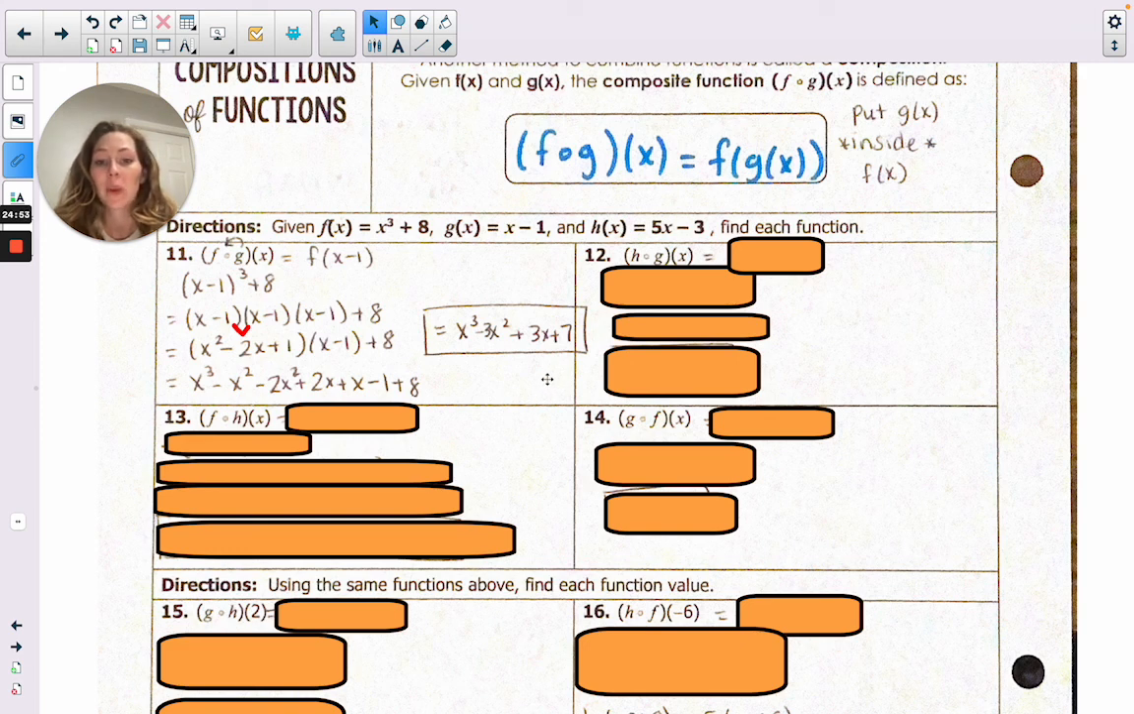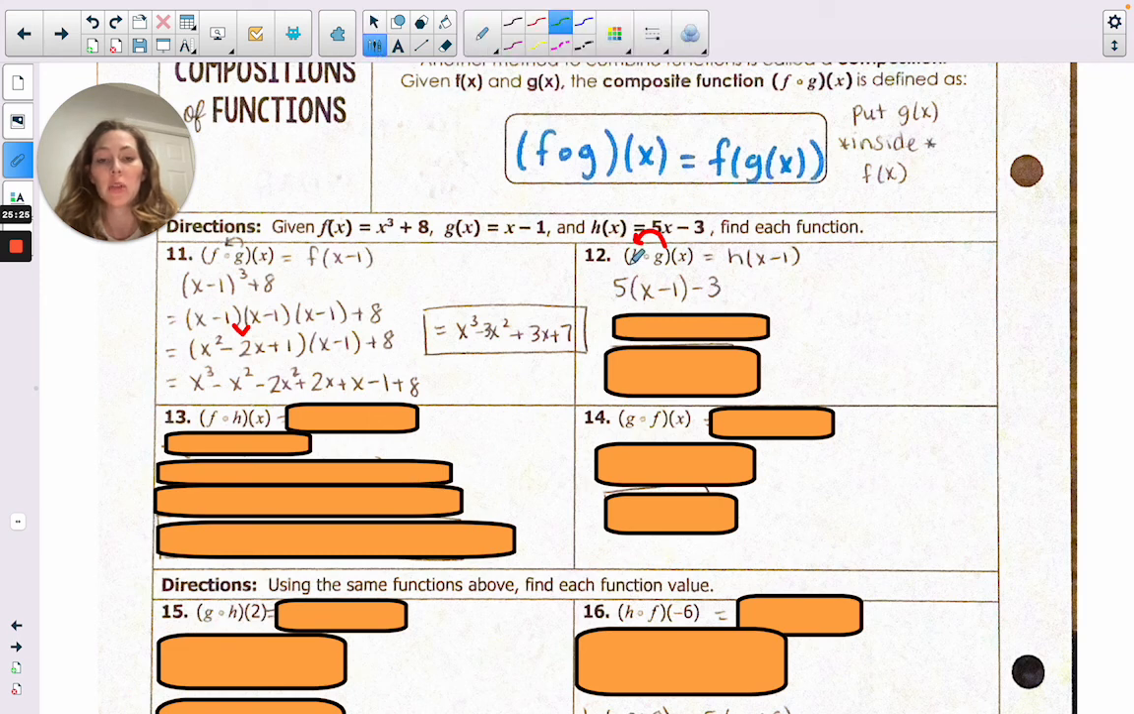Okay, number 12, h of g of x. So g of x is going to go inside h. It's always the second part going inside the first part. So again, I write h parentheses x minus 1. That means everywhere I see an x in h, I'm going to put a whole x minus 1 there. So this looks like 5, instead of x, it's x minus 1, minus 3.